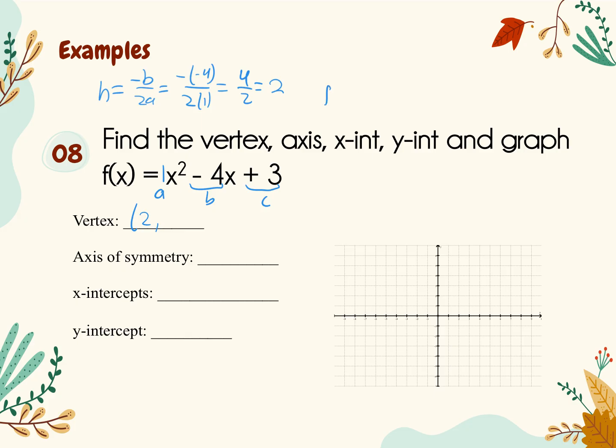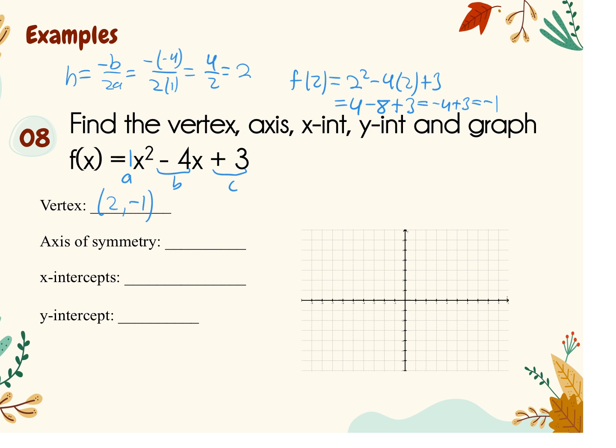I can go ahead and find f of 2 to find the y-coordinate of our vertex. So that's going to be 2 squared minus 4 times 2 plus 3. And that's going to get us 4 minus 8 plus 3. And that's going to get us negative 4 plus 3. And so that gets us negative 1. All right, so we get 2 comma negative 1. I'm going to plot that point. It's going to look something like that. All right. Our axis of symmetry, once again, you're just going to look at the x-coordinate of your vertex. It's going to be x equals 2. And then I'm going to go ahead and draw that on the graph.